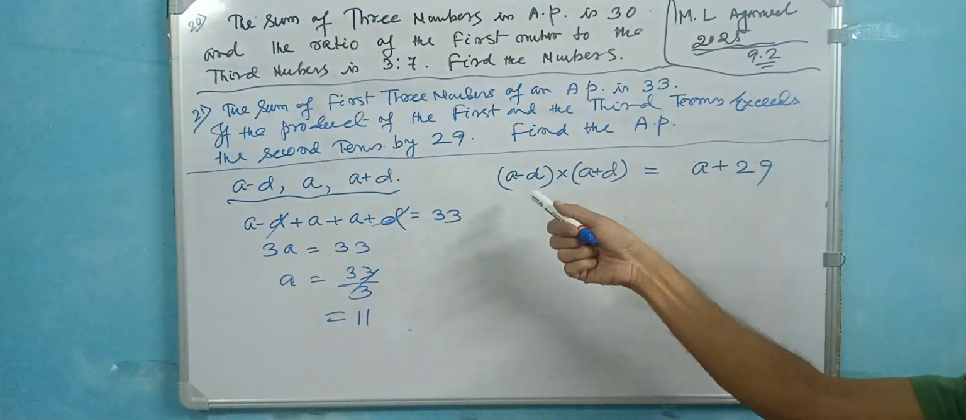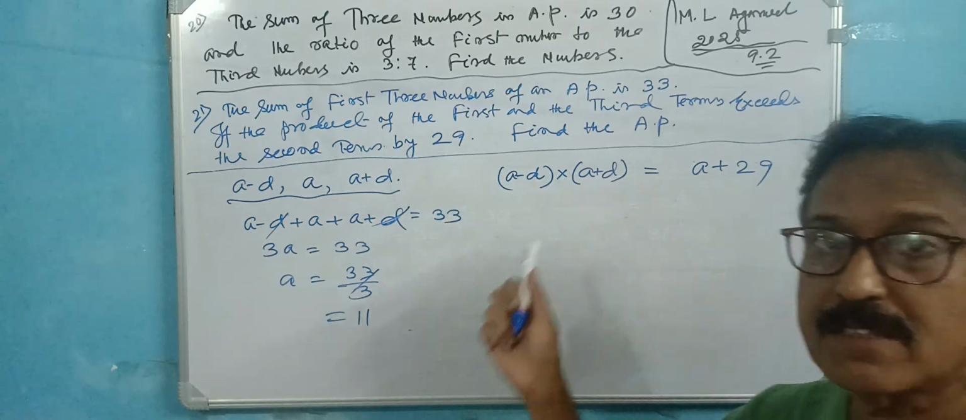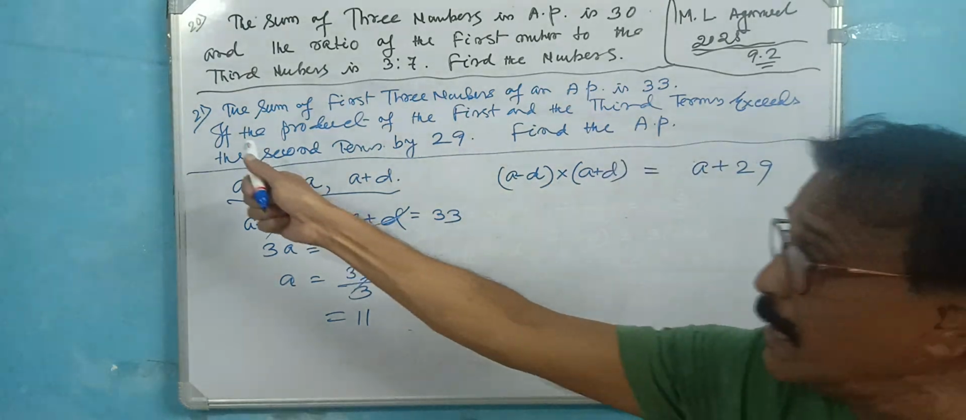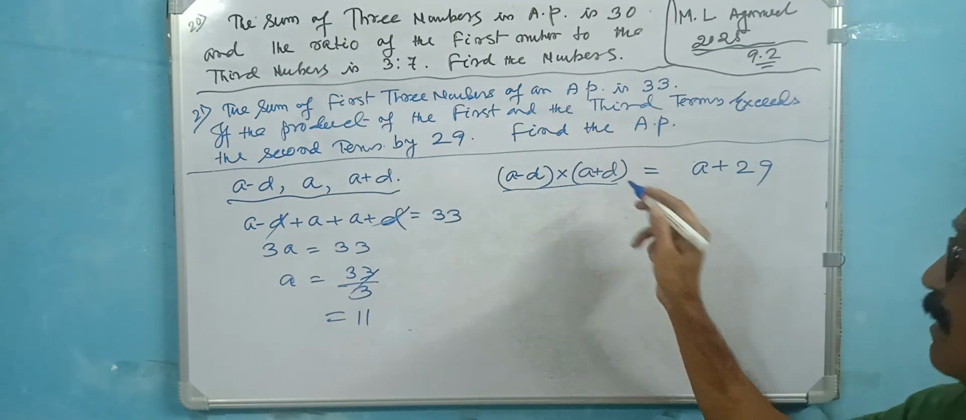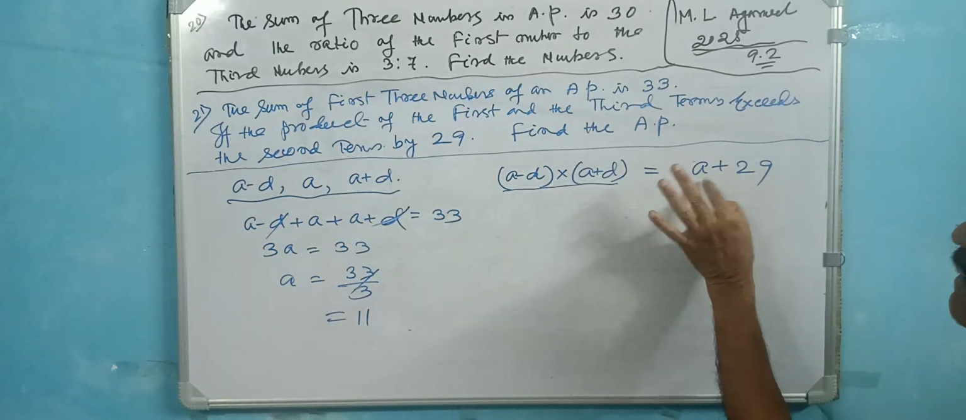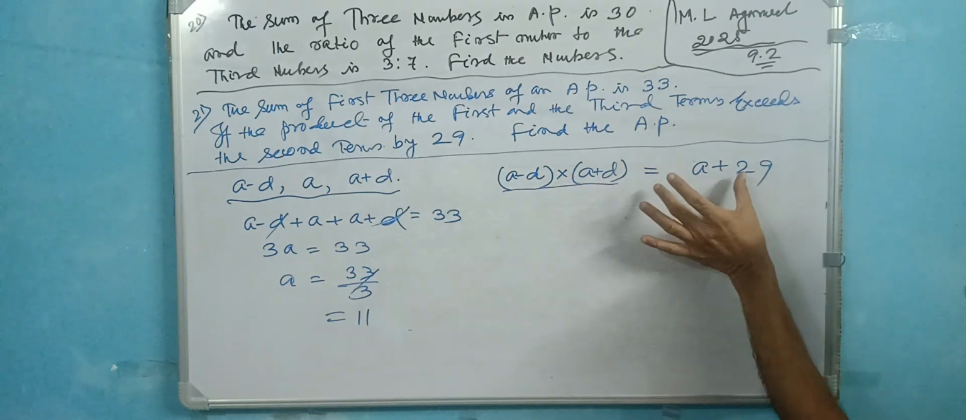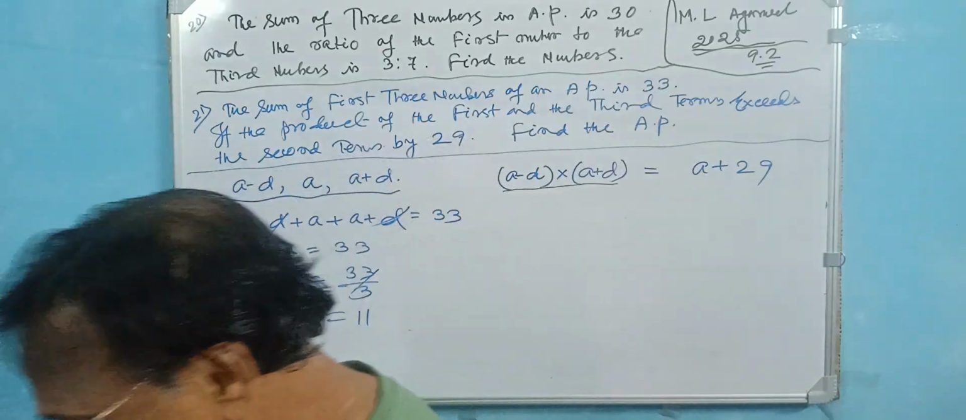This is a very important line. If there is a mistake here, the total sum is a mistake. So for that reason, be careful. If the product of the first and the third exceeds, that means these values exceed the second term. How much do they exceed? 29. You just multiply and equate to A plus 29. So this is equal. The equation is formed. Now from there you calculate.